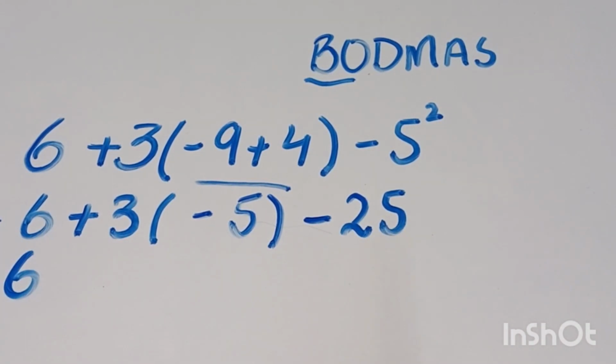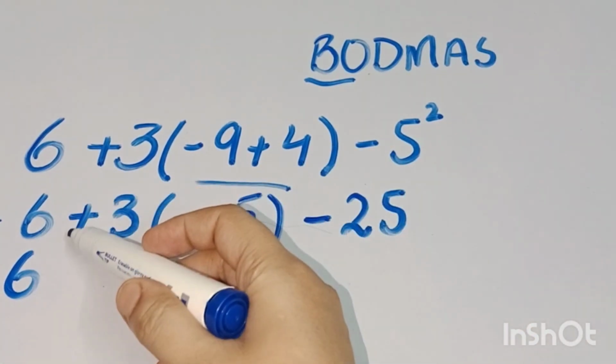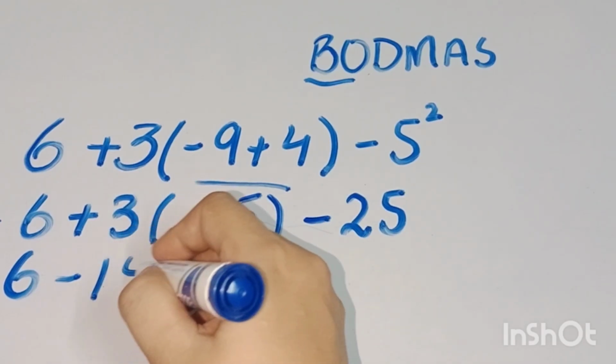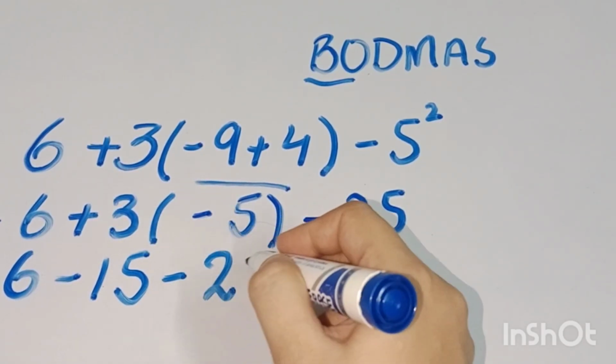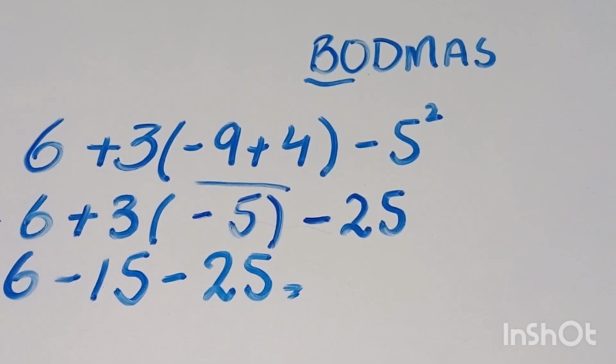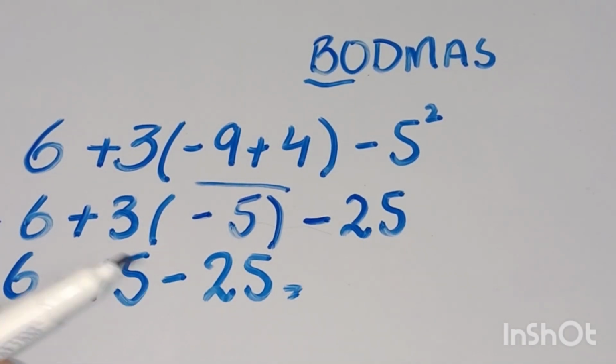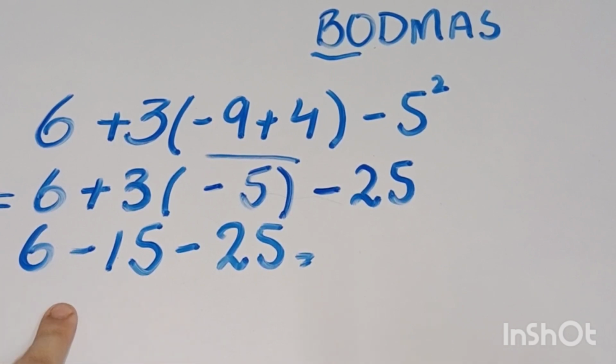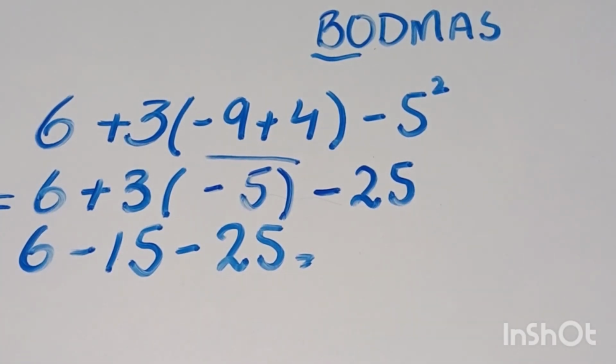6. Now we will multiply these two numbers, plus minus minus. 3 times 5 equals 15 minus 25. Now I have three signs here, plus, again minus, and again minus. Okay, let's check. We have three signs, plus minus again minus here. So I will do these two numbers first, then the answer with the third number. 6 minus 15 equals 9.